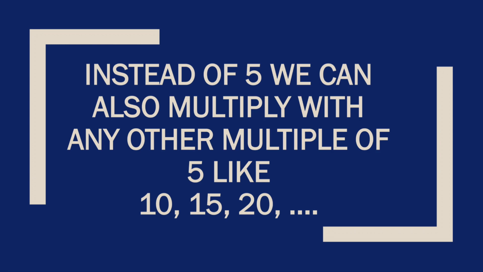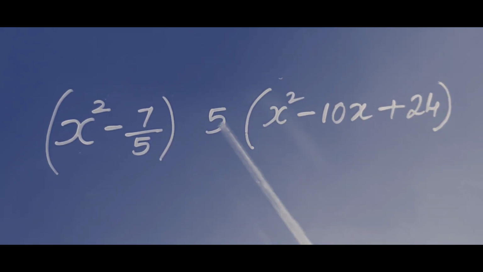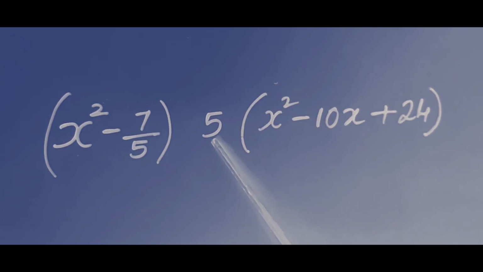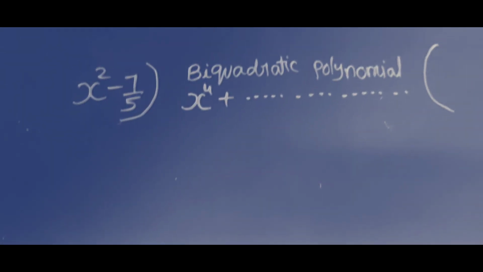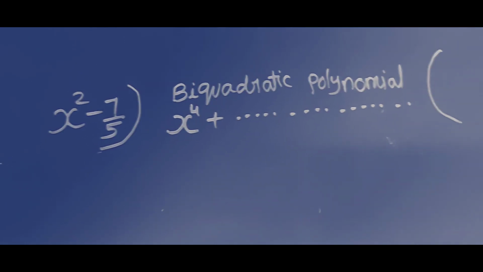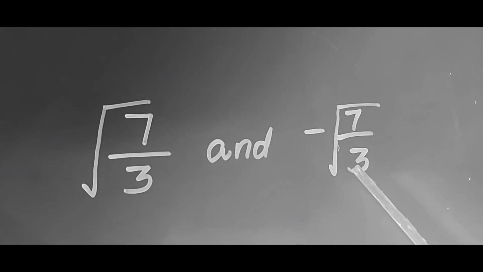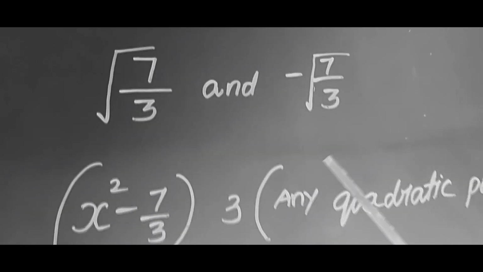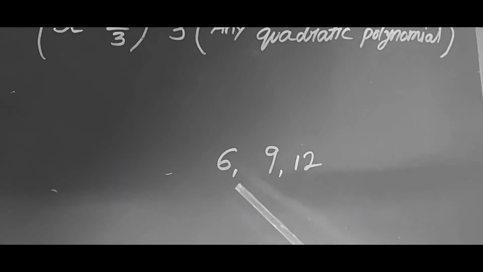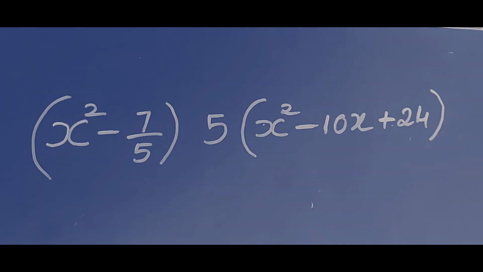Instead of 5, we can also multiply with any other multiple of 5 like 10, 15 or 20. Since we are multiplying with 5 over here, we will not get any denominator while dividing in the process of solving the problem. If in case the selected zeros have 3 as the denominator, then you will have to multiply with 3 or its multiples like 6, 9 or 12.